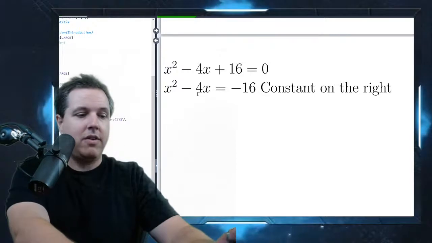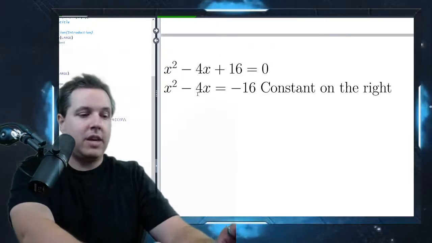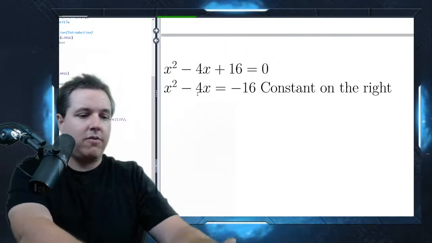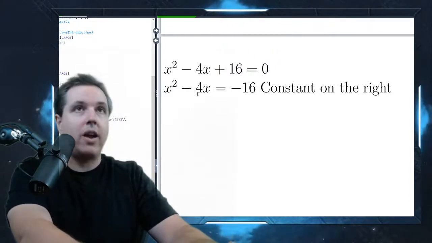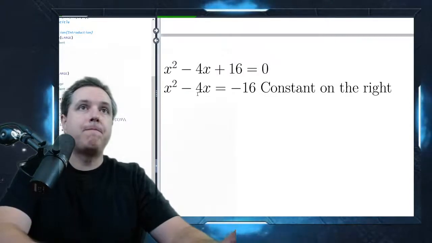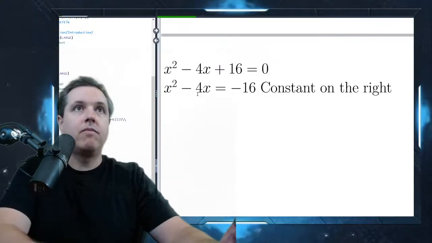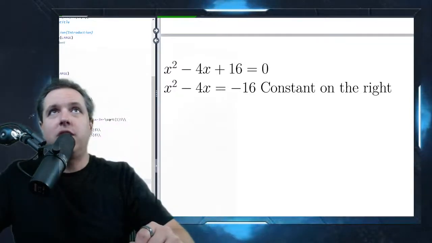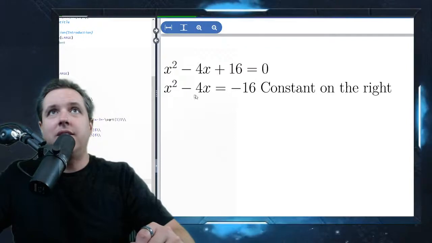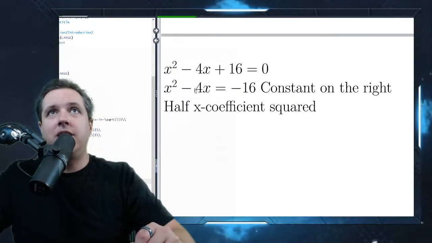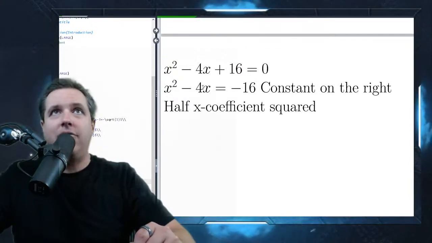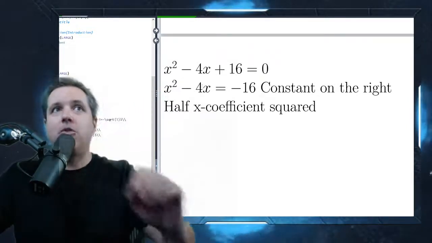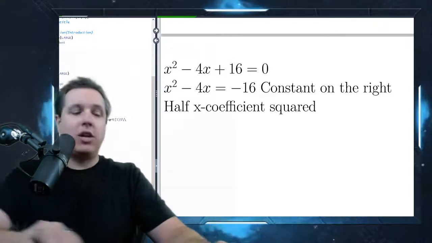So half the x coefficient squared. Right, that's where we got this from. You take your coefficient, the term that has an x, that's the x term. The coefficient on that is -4. That's what we're looking at. So half of -4 is -2. -2 squared is 4. So I'm going to add 4 to both sides of the equation.